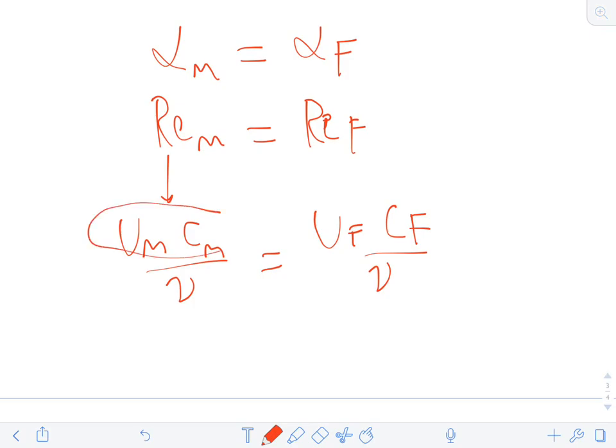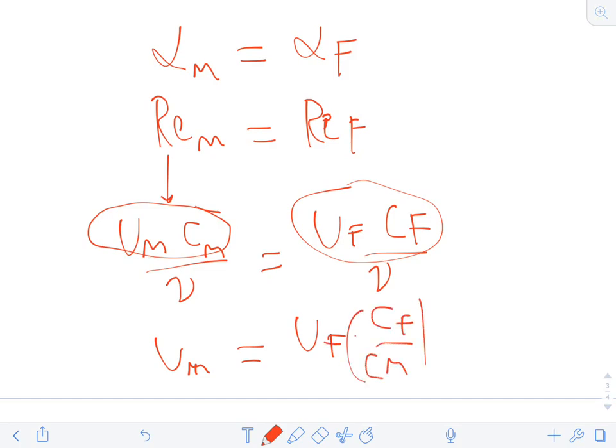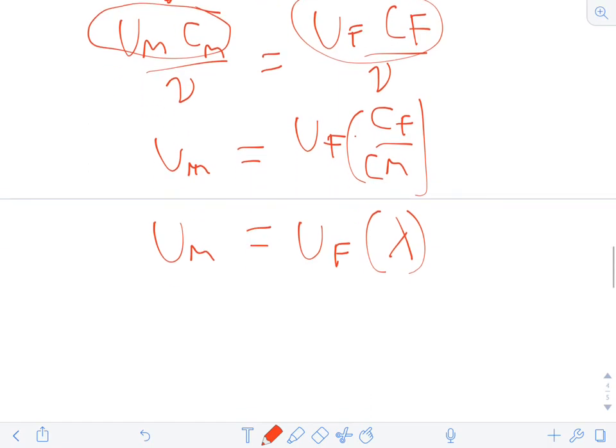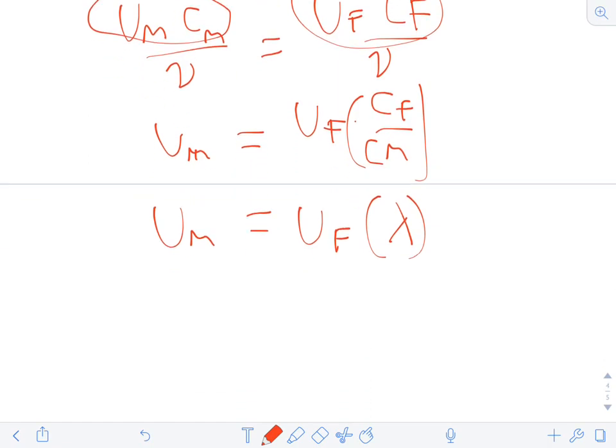For this case, the numerators have to be equal, and this tells me that the model-scale velocity in the tunnel is going to have to equal UF times the ratio of the full-scale chord to the model-scale chord, which is known as lambda. That is essentially the inverse of the model scale, and in this case it's 2. The chord ratio is 2, so I'm told the model velocity has to be twice UF.